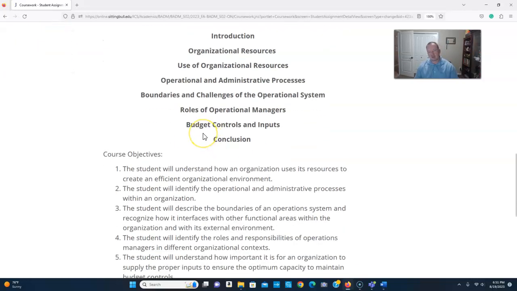Then we look at the role of the operation managers. How are they divided? What's the hierarchy? What are they responsible for? And if you have the knowledge of this, what are the budgets? Well, how are resources and budgets controlled? How are they managed? And what are their inputs? So basically, this is an overview that gets to all our course objectives.